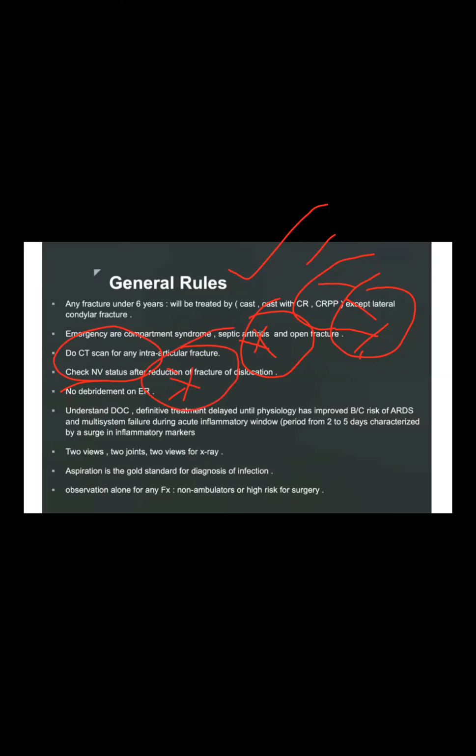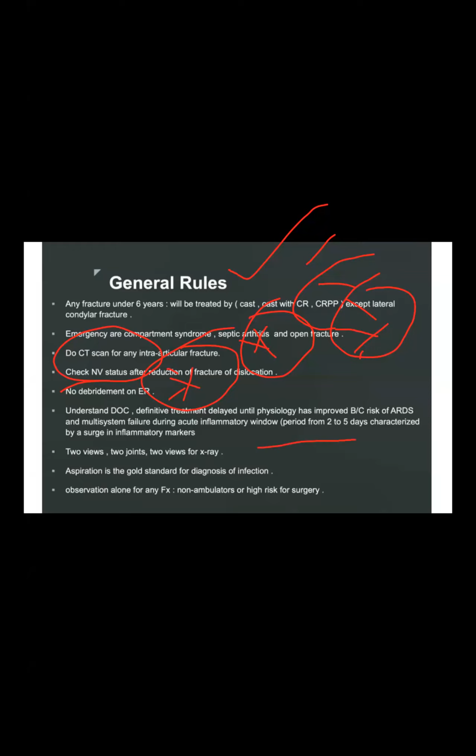There is definitive treatment delay until physiology has improved. Say a patient comes to your hospital with a fracture: we have to manage the vital status first. For example, a patient comes with ARDS, fractured ribs, pneumothorax or failure, and acute inflammatory changes. So I have to stabilize the patient first, then do definitive management.